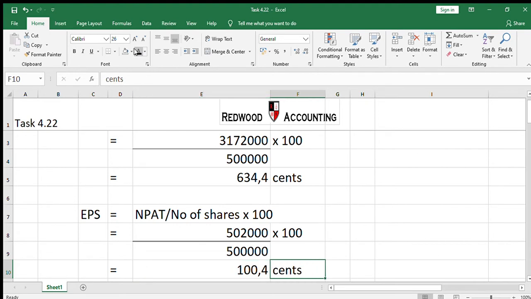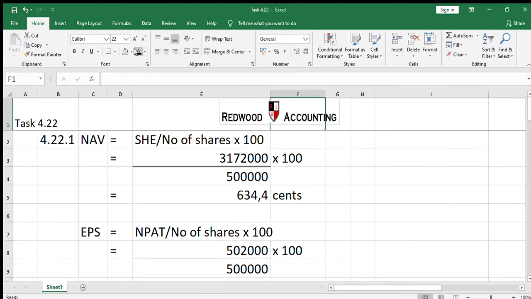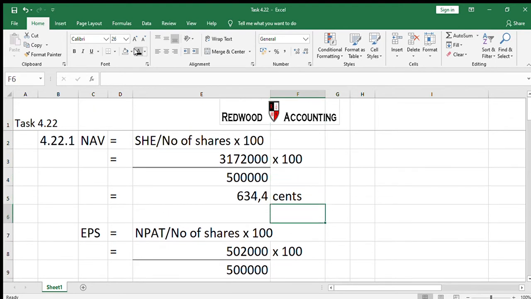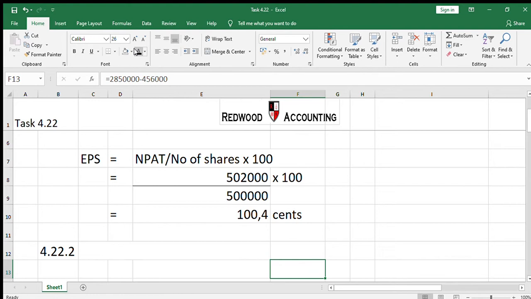Okay, so we've calculated the net asset value and the earnings per share. Let's look at 4.22.2. Indicate how the shareholders' equity and retained income would change if the directors decided to repurchase 80,000 shares on 30th June at 8 Rand per share. Note that all the existing shareholders will still be entitled to dividends as their shares will be repurchased at the end of the financial year.